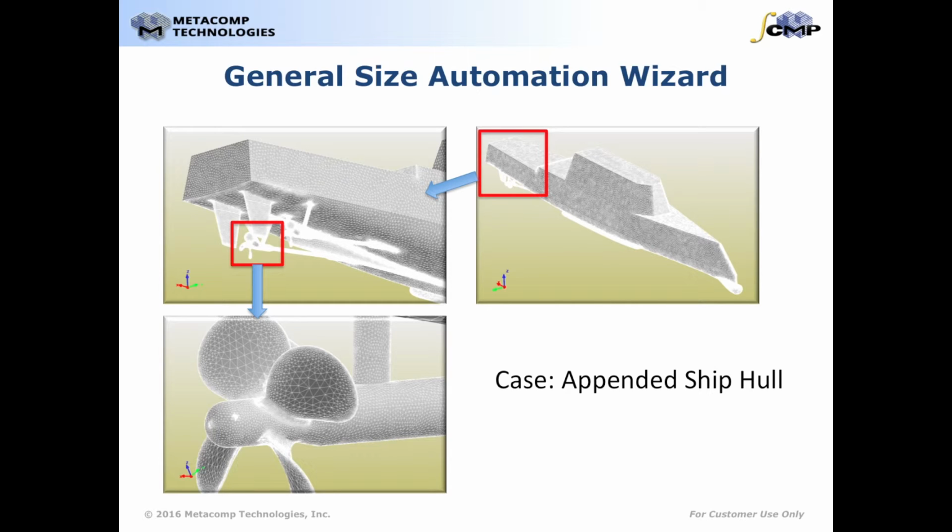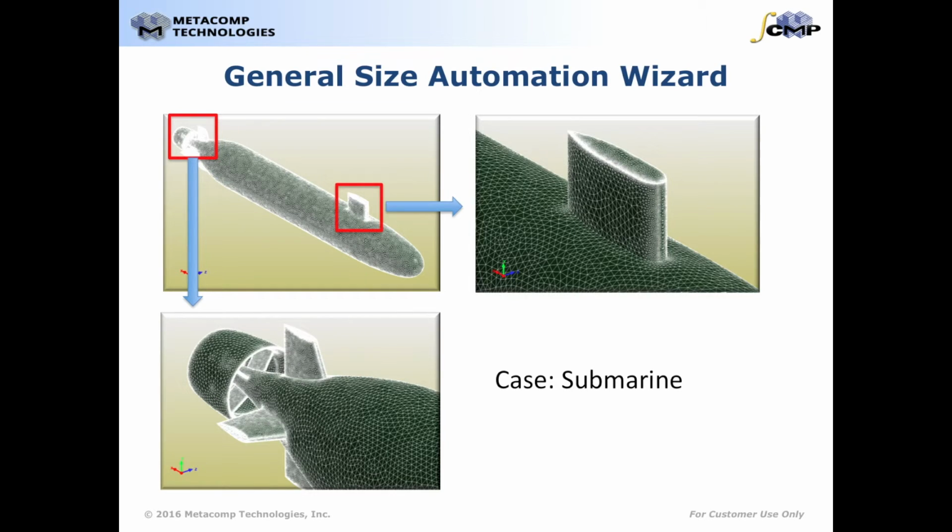This case shows an appended ship hull where the entire geometry is placed into a single family, allowing the automation wizard to select all sizes necessary. Here's an example of an appended submarine, also showing the capability of placing all geometry into a single family and allowing the automation to determine the sizes automatically.